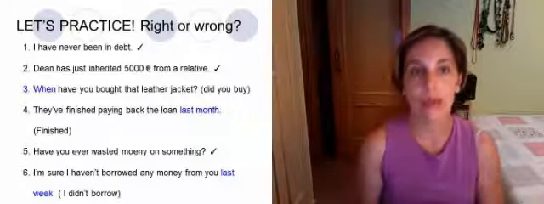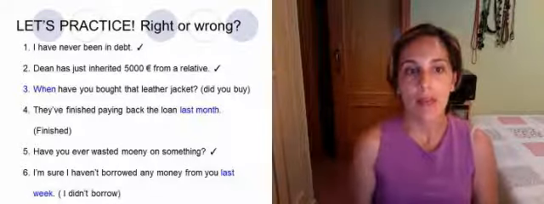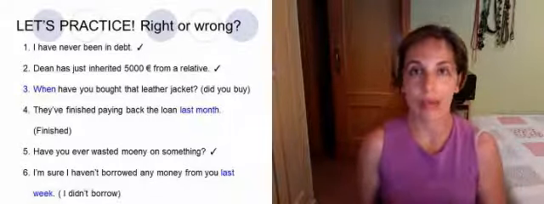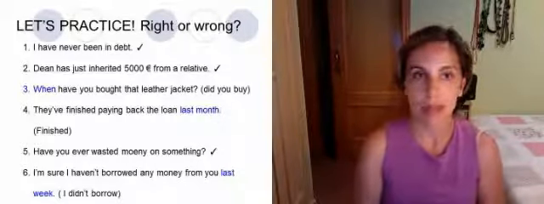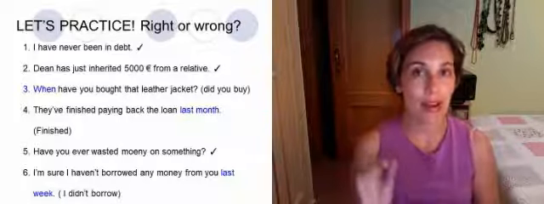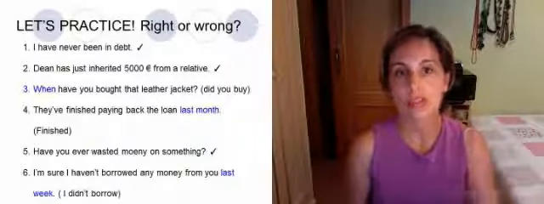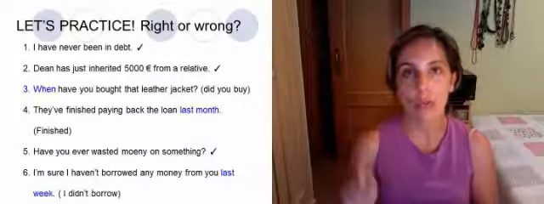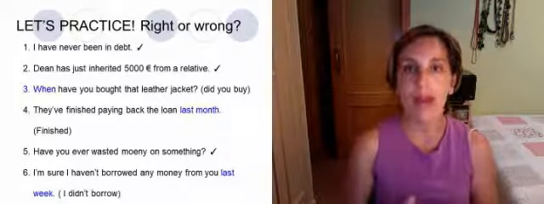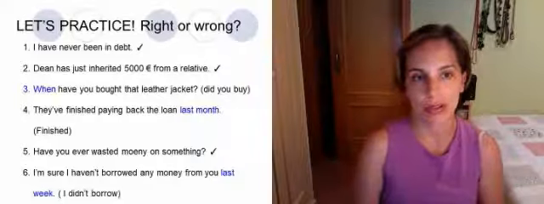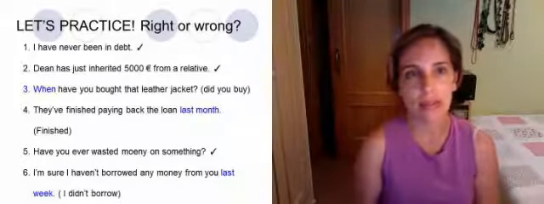And the same thing with number two. Dean has just inherited 5,000 euros from a relative. Remember that, again, when we talk about the past, but we don't say exactly when, we prefer the present perfect. And also remember that there are specific words that combine with the present perfect. One of them is just, okay? When we use just, when we use already, when we use yet, those three are normally combined with the present perfect, okay? So it's easy. If you see just, then normally it's the present perfect.